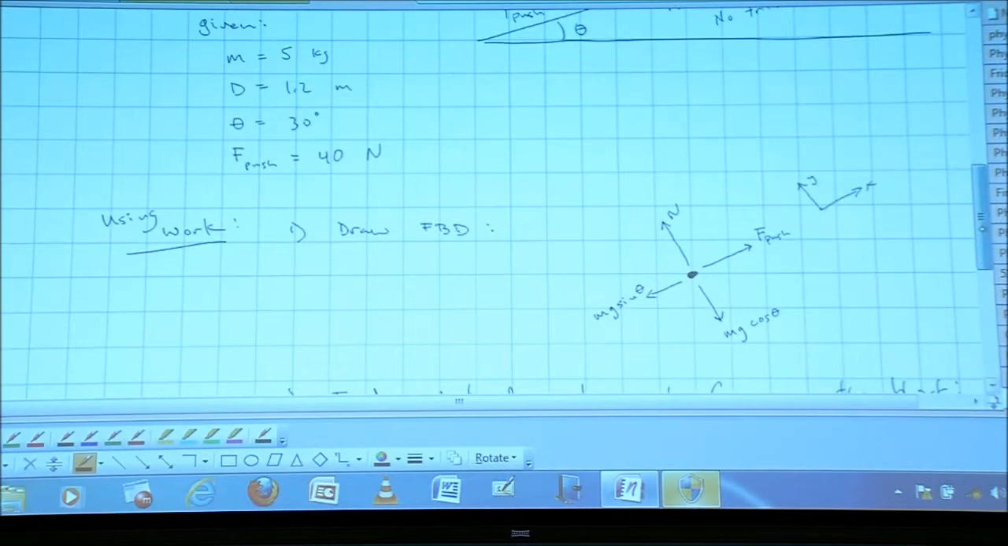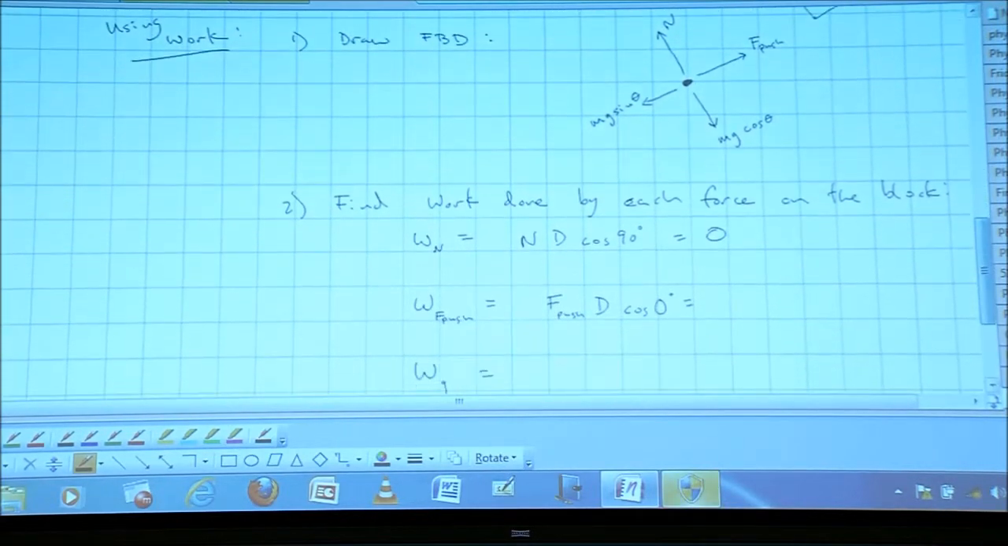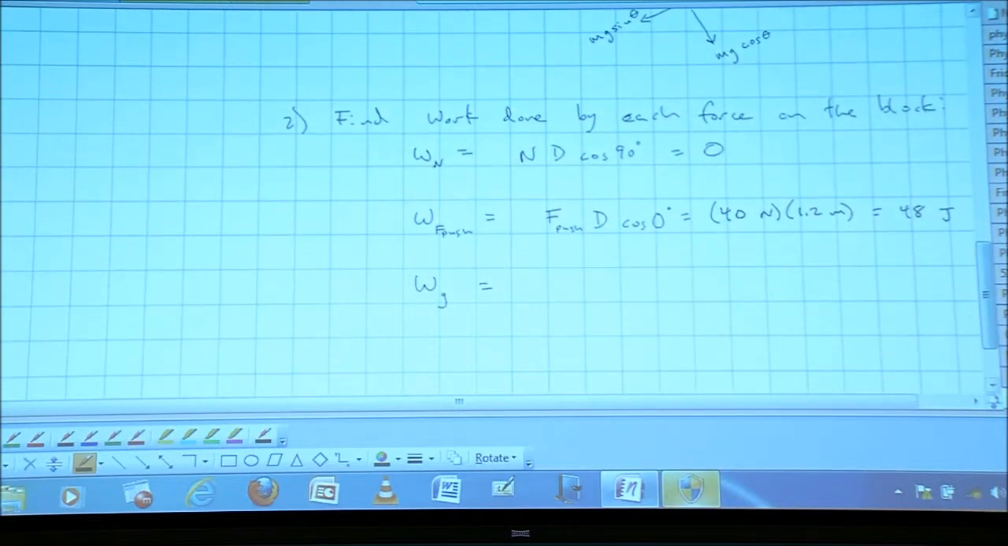And what is the pushing force? 40 newtons times 1.2 meters? What is that, 48? 48 joules. Work done by gravity.